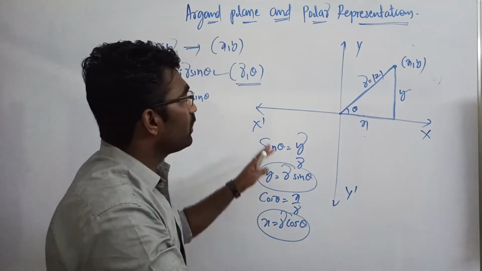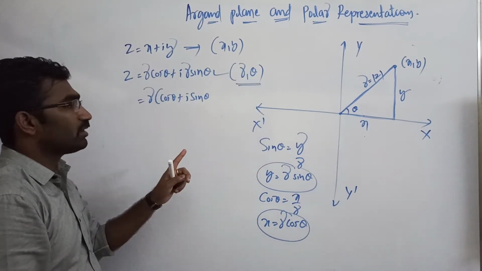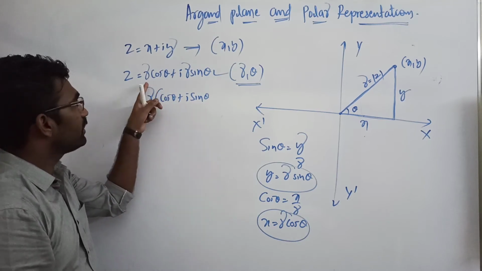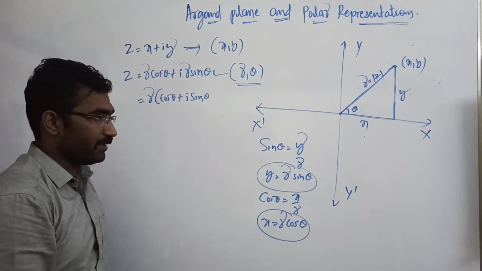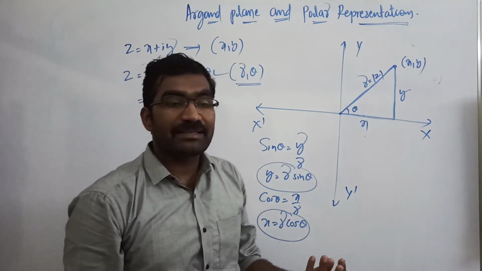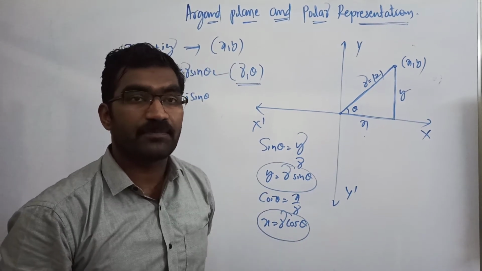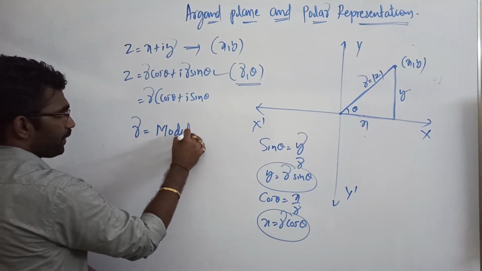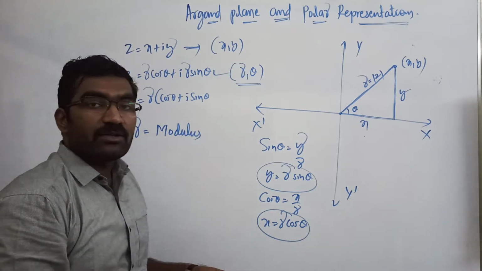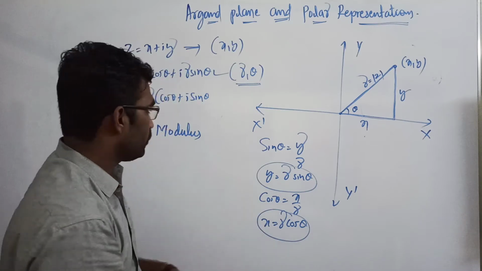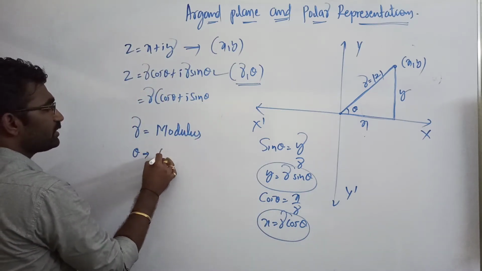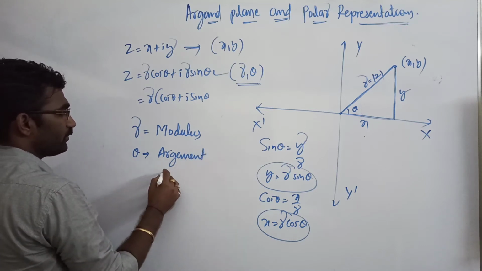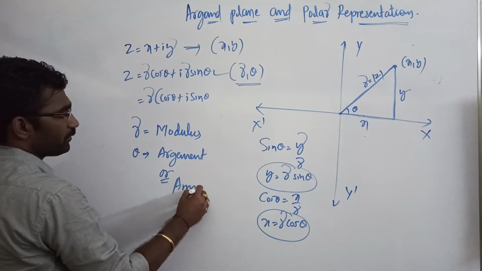So which kind of form is called the polar form? Polar form is nothing but r common out, cos theta plus i sin theta, or also you can say r cos theta plus i r sin theta. Now the questions will be asked like this. They will ask you to find the modulus, which means you have to find r. Another thing they will ask is to find the argument or amplitude, which is nothing but theta. Theta is called the argument or amplitude.